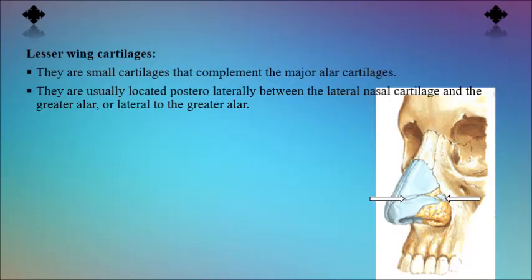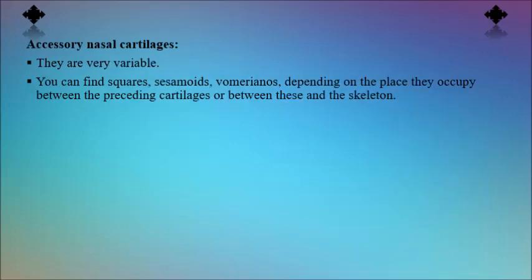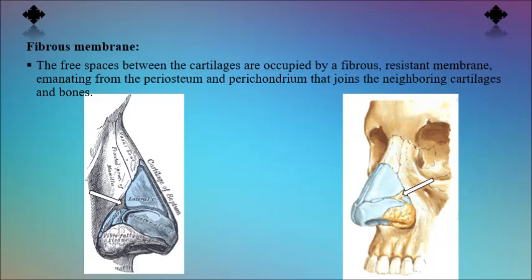Minor alar cartilages. These are small cartilages that complement the greater alar cartilages. They are usually located posteriorly and laterally, between the lateral nasal cartilage and the greater alar, or lateral to the greater alar. The accessory cartilages are of variable form, being found as squares, sesamoid and vomerian, depending on the place they occupy between the preceding cartilages or between these and the bony skeleton. Fibrous membrane. This lies in the free spaces between the cartilages, is resistant, and emanates from the periosteum and the perichondrium that binds to the cartilages and the neighboring bones.